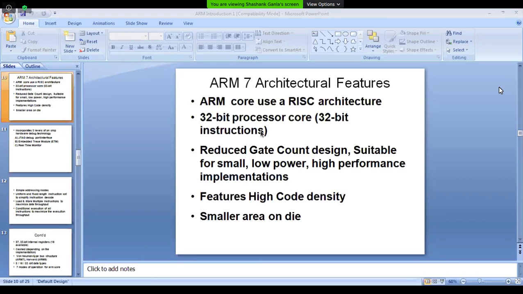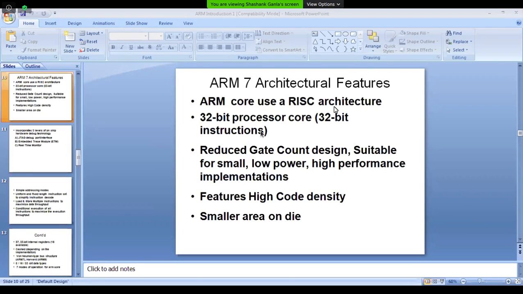Pipelining may be used in a CISC architecture, may not be used in a CISC architecture, but the rule is any RISC architecture must use pipelining. Because of this pipelining feature, the CPU performance gets increased. The CPU is able to execute more instructions in a certain amount of time. If I consider 1 second, it can execute lots of instructions in 1 second if it is a pipeline CPU architecture, as compared to a CPU architecture which is not pipelined.